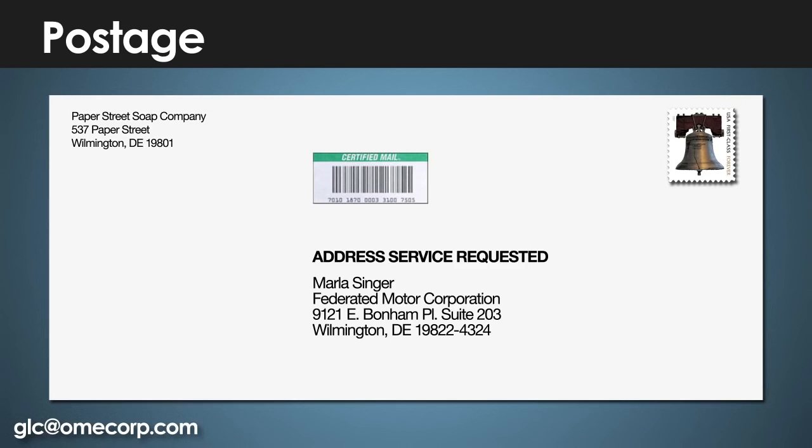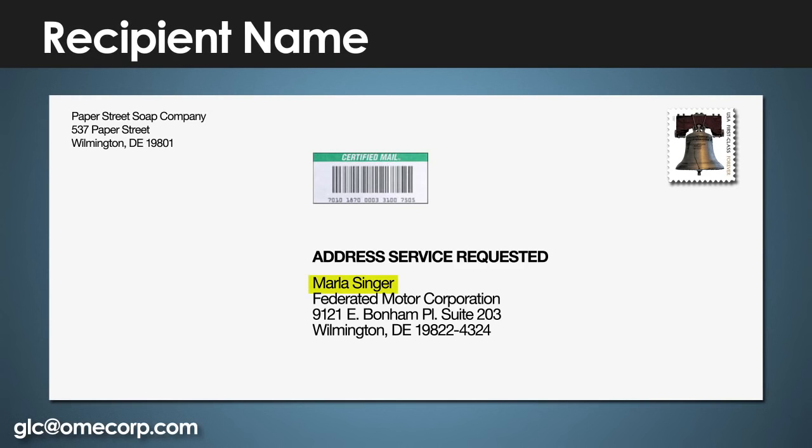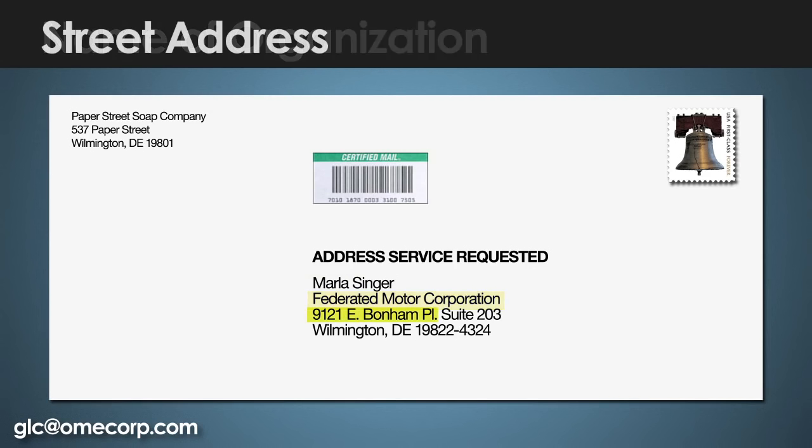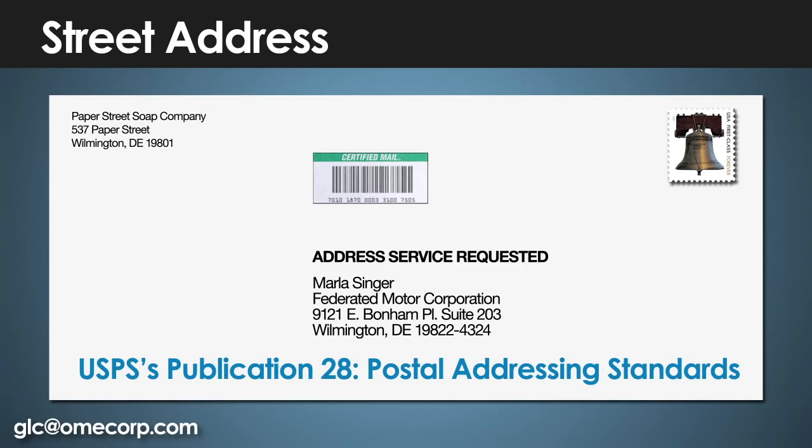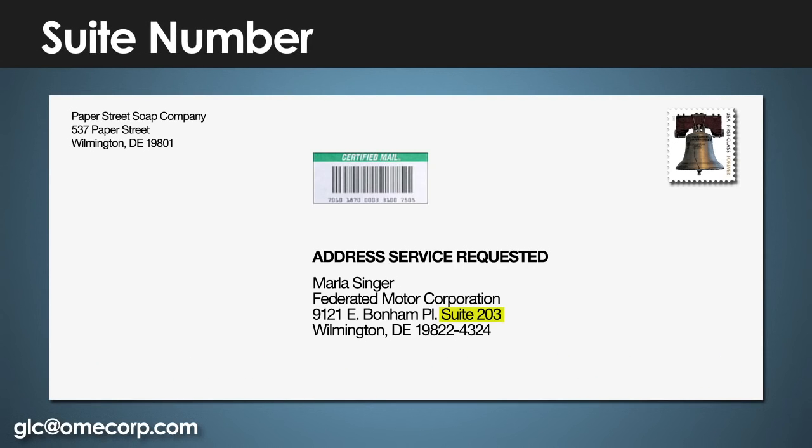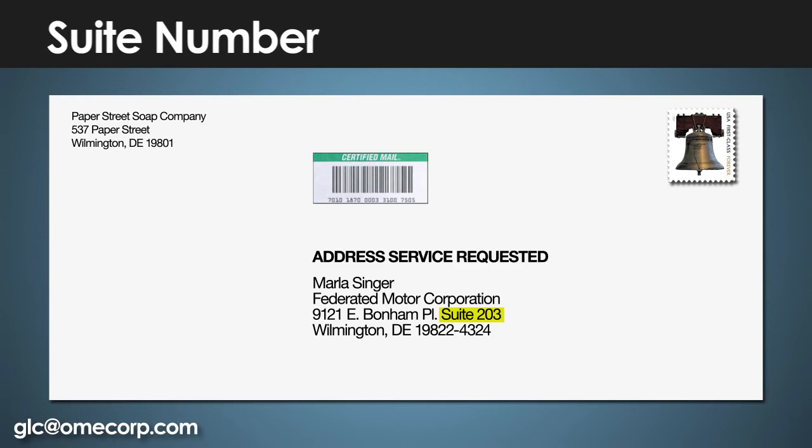You can calculate postage online at pe.usps.com. Recipient name. Name of organization. Street address. Use a post office box or street address, but not both. If the address also has a directional, for instance, NW for Northwest, be sure to use it. There may be more than one main street. All abbreviations can be found online in USPS's Publication 28 Postal Addressing Standards. Suite number. The correct apartment or suite number helps to ensure delivery to the right location.